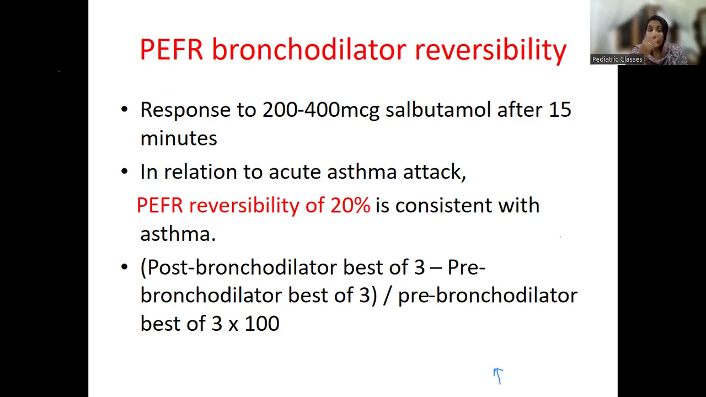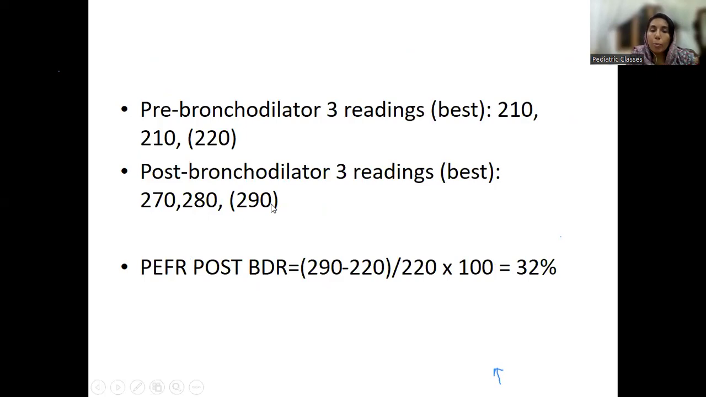Best of 3 means, as I told you initially, we take 3 values, and after that we take the best value. Then multiply that by 100. Again, I'll give you an example. Pre-bronchodilator, I've taken 3 values: 210, 210, 220. I have given salbutamol of 200 micrograms for a child. After 15 minutes, I check the post-bronchodilator PEFR.